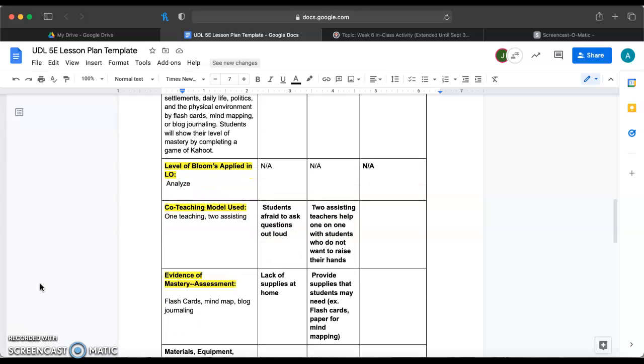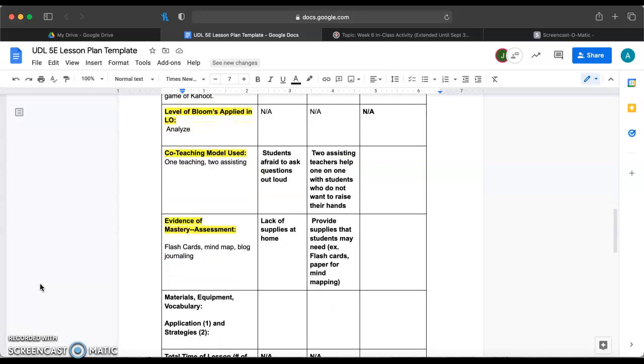When we look down at our level of blooms, which is also known as our level of cognition, it is going to be labeled as analyze, and that can be taken from the pedagogy wheel if we're looking at the second layer. We'll be looking at the layer which has all of the levels of cognition, and ours is going to be specifically for analyze.